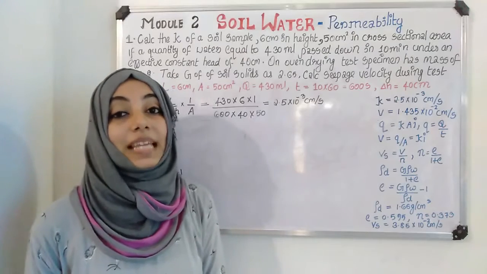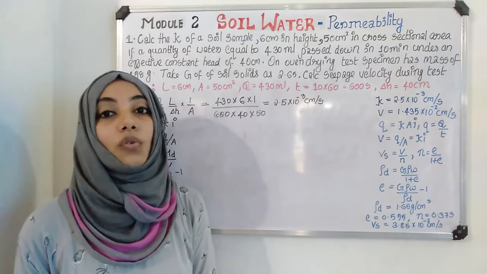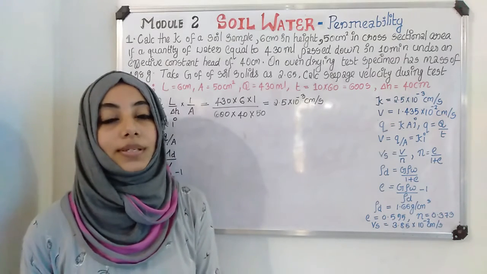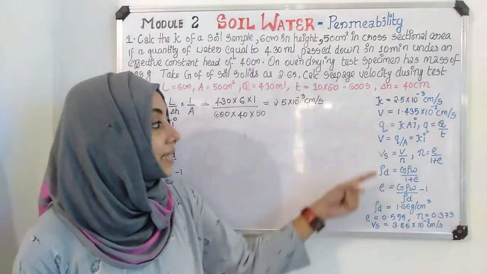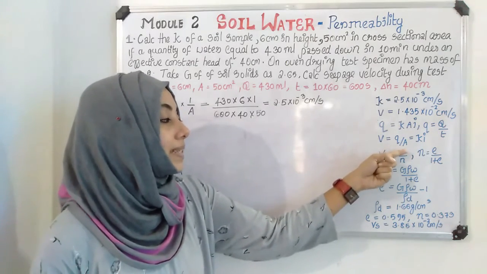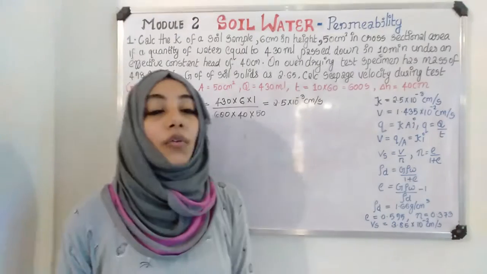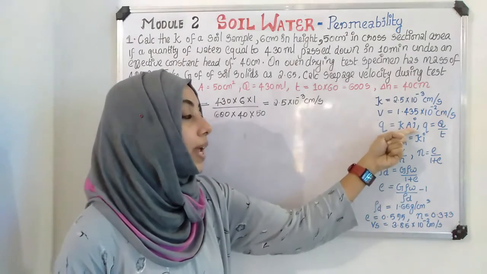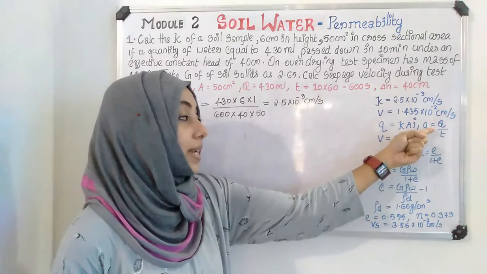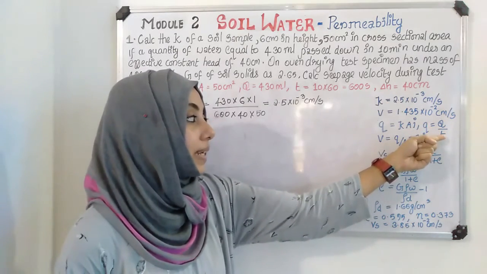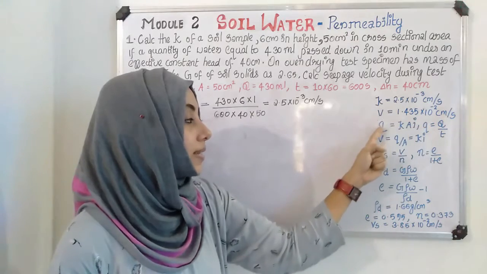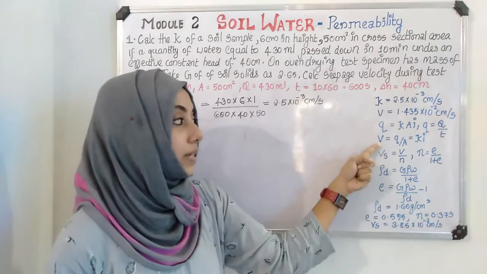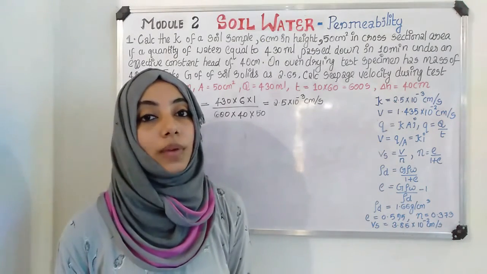Then we have to find seepage velocity. Before that, we have to find discharge velocity. We have an equation connecting seepage velocity and discharge velocity: seepage velocity is equal to discharge velocity divided by n. From Darcy's law, we have the equation Q equal to K into A into i, and also the equation q equal to Q by t. By combining these two equations, Q by A is equal to Ki, which is equal to velocity of flow, that is our discharge velocity.